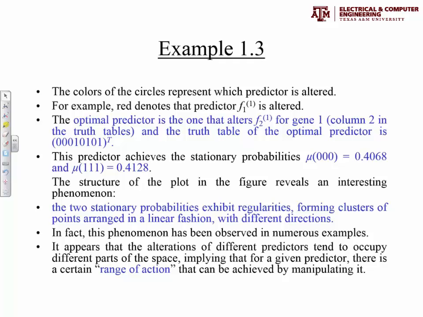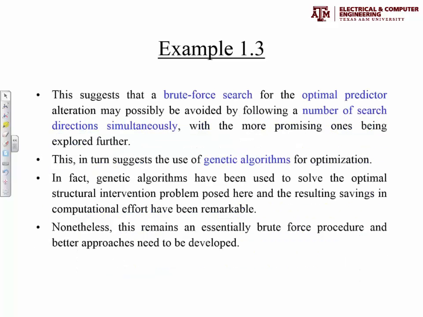The structure of the plot in the figure reveals an interesting phenomenon. The two stationary probabilities exhibit regularities, forming clusters of points arranged in a linear fashion with different directions. In fact, this phenomenon has been observed in numerous examples. It appears that the alterations of different predictors tend to occupy different parts of the space, implying that for a given predictor there is a certain range of action which could be achieved by manipulating it. So based on that, you would like to use some genetic algorithm. This suggests that a brute force search for the optimal predictor alteration may possibly be avoided by following a number of search directions simultaneously, with the more promising ones being explored further. And this in turn suggests the use of genetic algorithms for optimization.